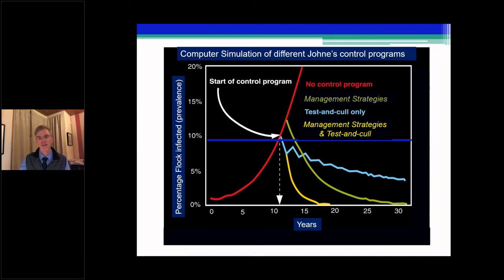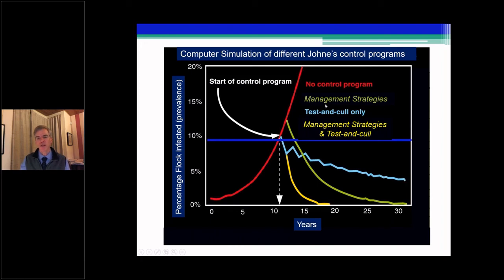If you introduce a test and cull system, so testing and then culling out those individual sheep that have got a test positive and the lambs that they produce, then you can see that you can get this blue line, which does reduce the incidence of disease, but it takes a really long time and never really gets it down to really low levels, lower than say 5%.